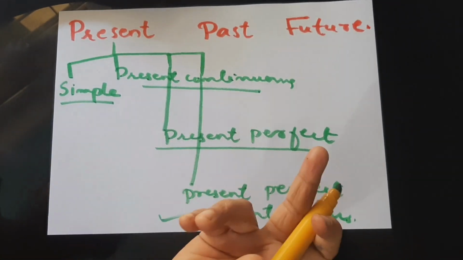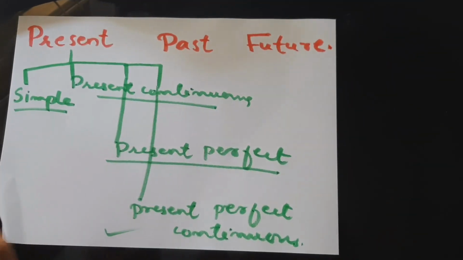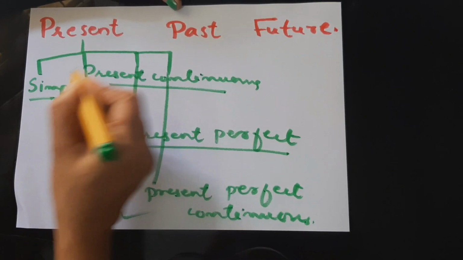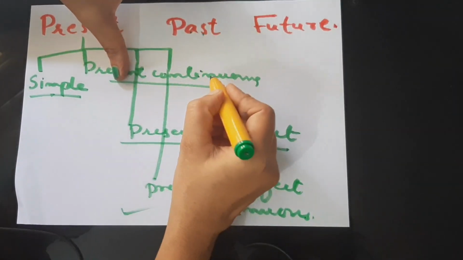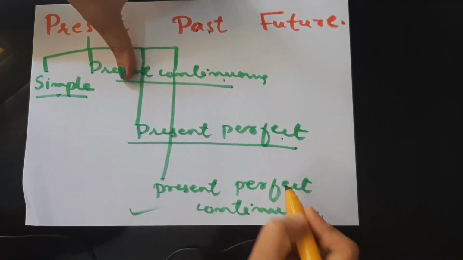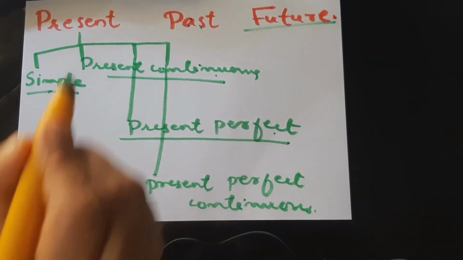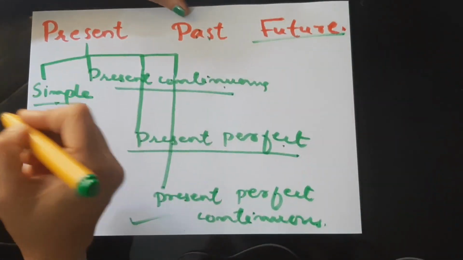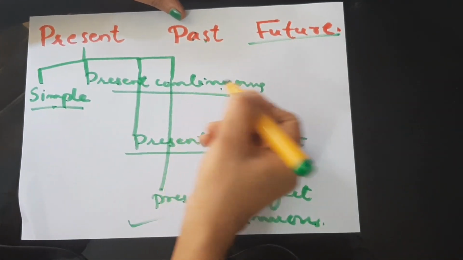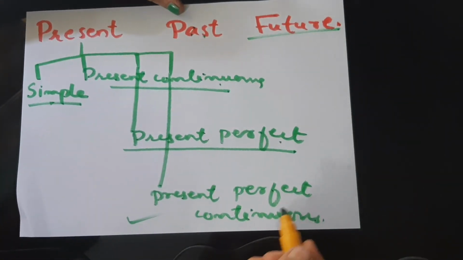Each of which we will discuss in detail. Okay, the same way in the case of past tense too. Past tense also has 4 subdivisions: simple past, past continuous, past perfect, past perfect continuous. The same thing in the case of future tense. Which are they? Simple future, future continuous, future perfect, and future perfect continuous.